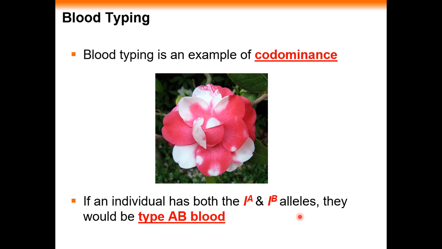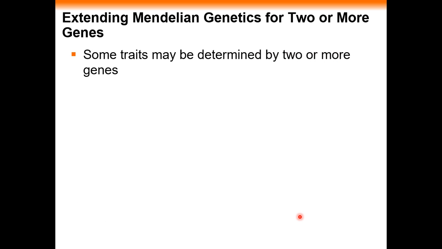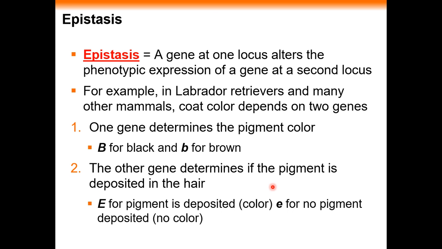A.5.5B. Something weird like that, which doesn't exist. So blood typing is an example of codominance. Some traits aren't even as simple as just one gene determines this. Sometimes many different genes determine the phenotype and the way something looks.